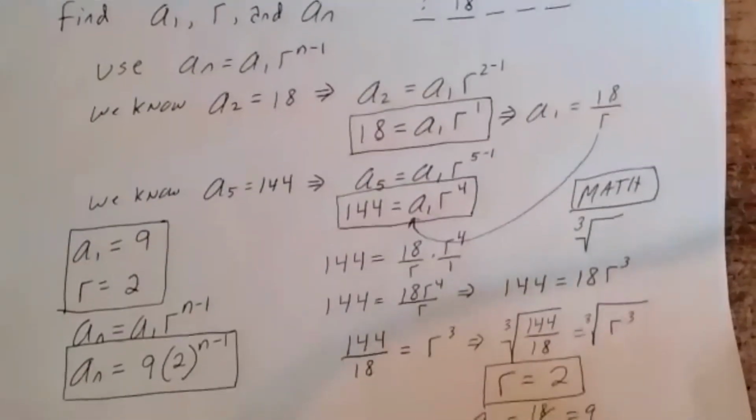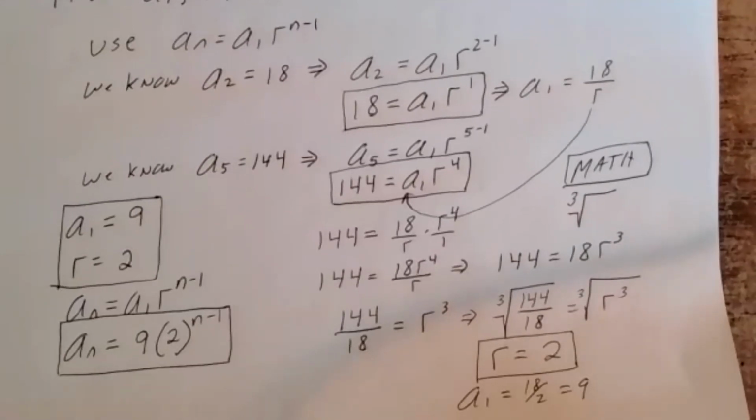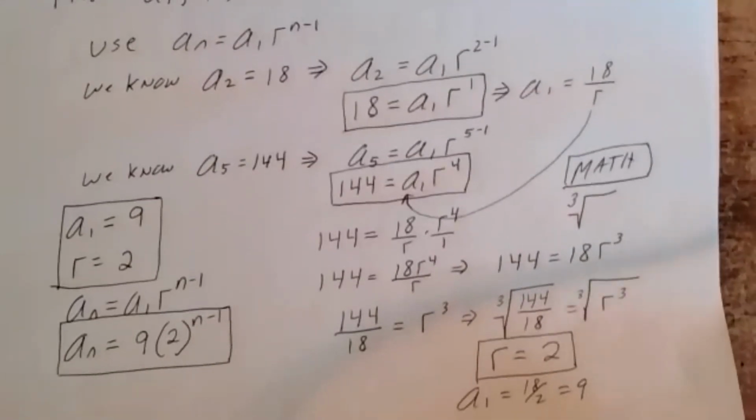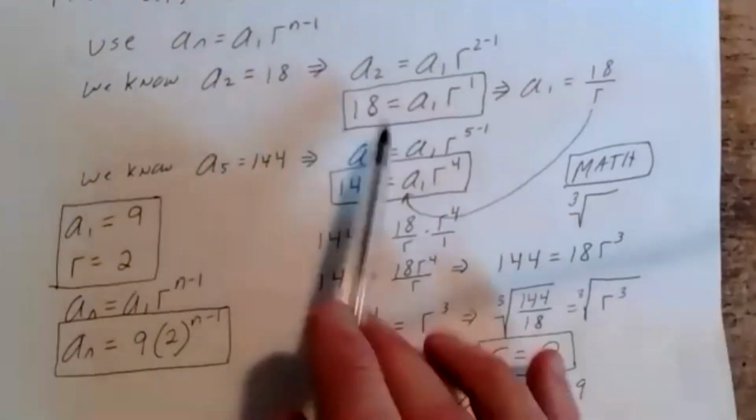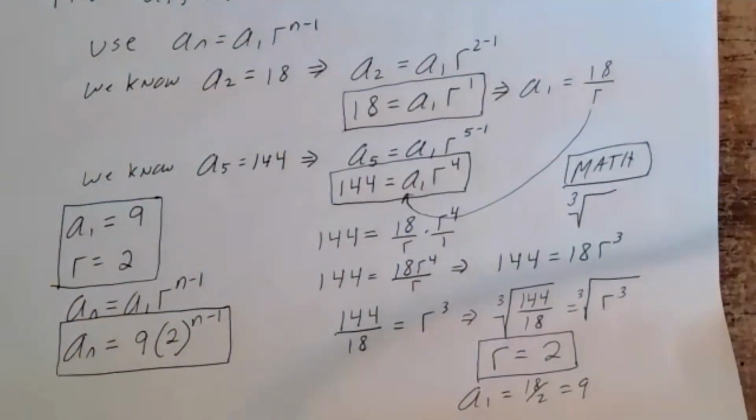All right. That's a classic problem there. So knowing our second and fifth term was enough to generate all this information about that geometric sequence.